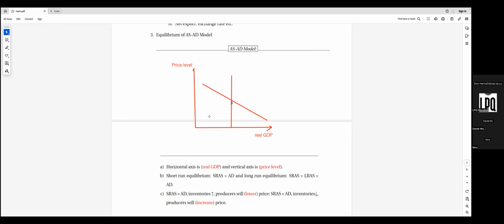One major difference between the AS-AD model and the supply-demand model is that in the supply-demand model, we only have 2 different curves, supply curve and demand curve. But now in macroeconomics, in this model, we have 3 different curves. Why 3 curves? Because we got a long run version of a supply curve. So we label this one long run AS, this one short run AS, and this one AD.